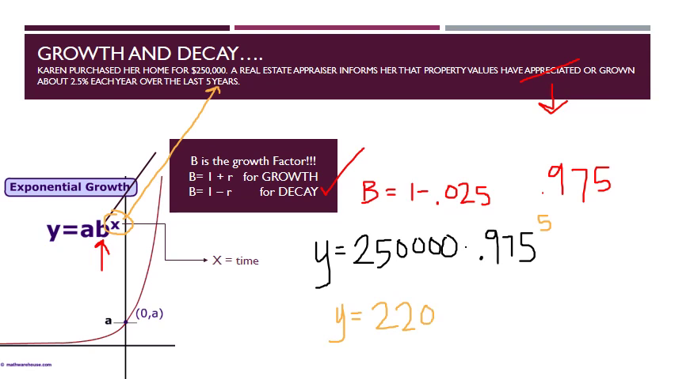So if our house declined in value or went down, or our poor Ferrari lost some value, it would be now worth $220,273. So you can see how a growth affects the B, and then a decay, you subtract from 1 to get that B. Okay, and again, just check for common sense. Make sure if it's declining, your number should be smaller. If it's growing, your number should be bigger.